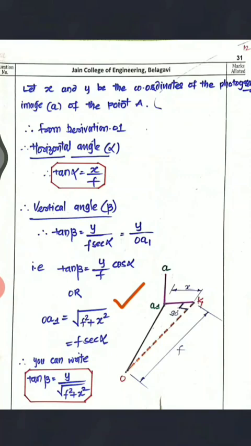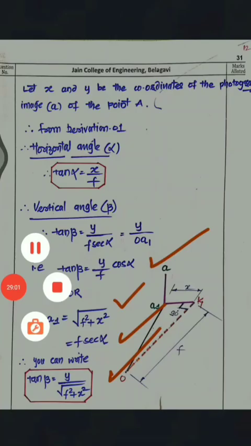Now from where this square root of F square plus X square came? See here, this is a 90-degree angle, right? So you can easily find OA1 by using the Pythagoras theorem, that is square root of F square plus X square. This is how it is, and by using trigonometric functions you can find OA1, that is F sec alpha. Together, tan beta is equal to Y divided by F cos alpha. Now I'll be using this. I can write that term like this: tan beta is equal to Y divided by square root of F square plus X square.